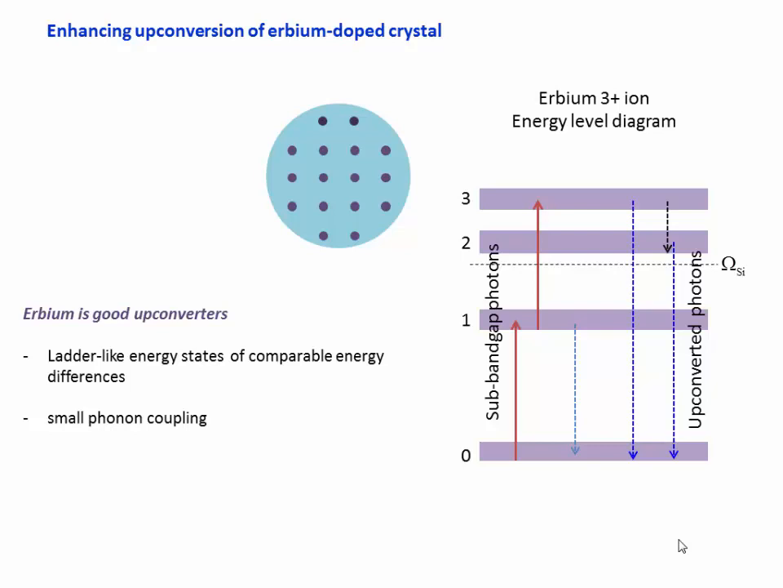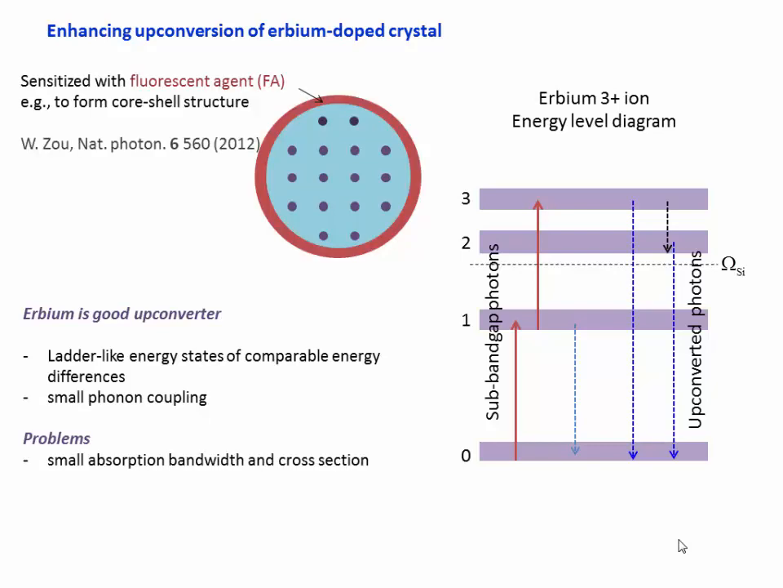So we examine the properties of erbium. Erbium is a good upconverter because it has ladder-like energy states with comparable energy differences. So you can take two sub-band gap photons and excite the erbium to higher excited states. As the erbium decays back to the ground state, it can release upconverted photons. This decay process is mainly radiative because erbium has very low coupling to phonons.